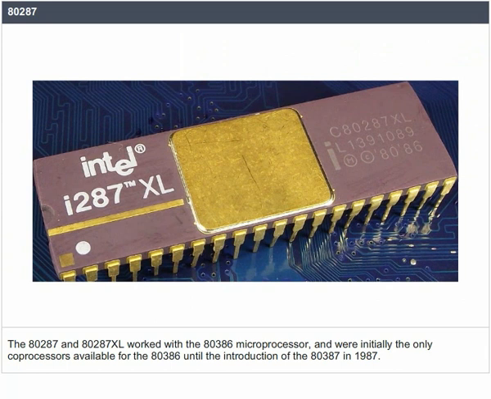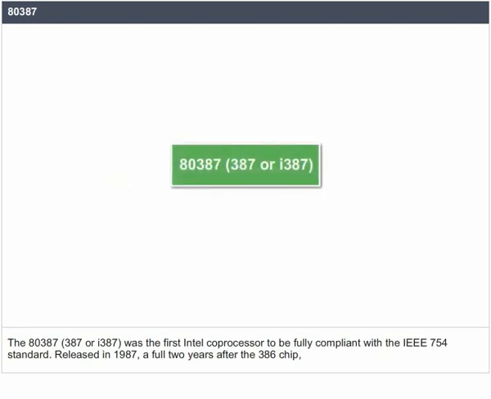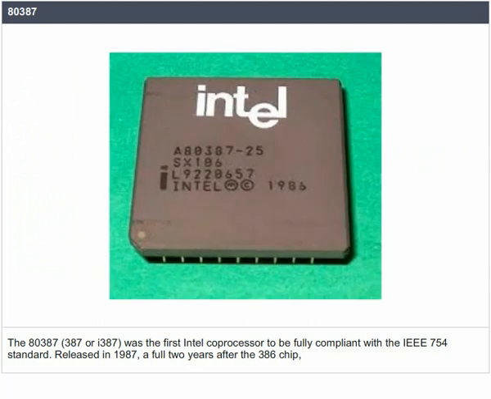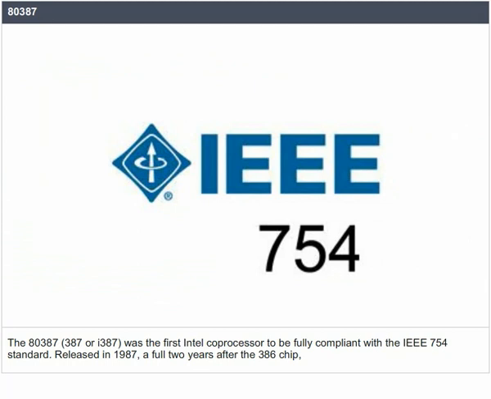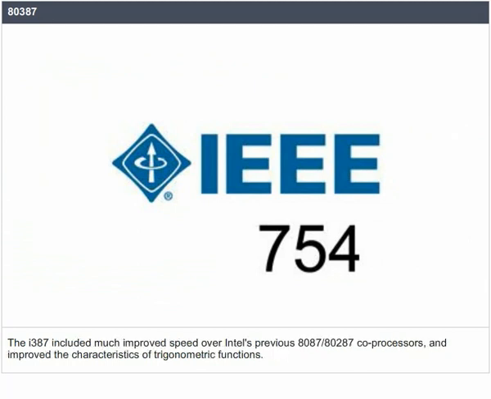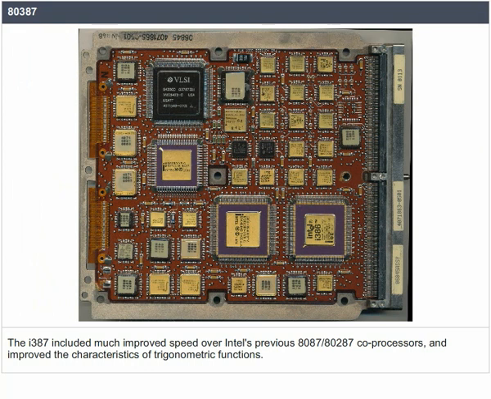80387. The 80387, 387, or i387 was the first Intel coprocessor to be fully compliant with the IEEE 754 standard, released in 1987, a full 2 years after the 386 chip. The i387 included much improved speed over Intel's previous 8087 and 80287 coprocessors and improved the characteristics of trigonometric functions.